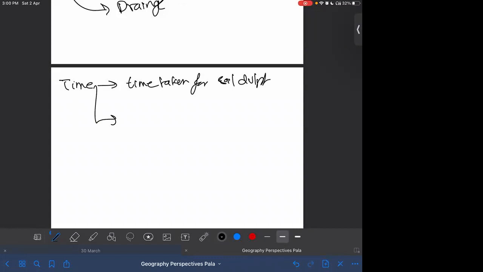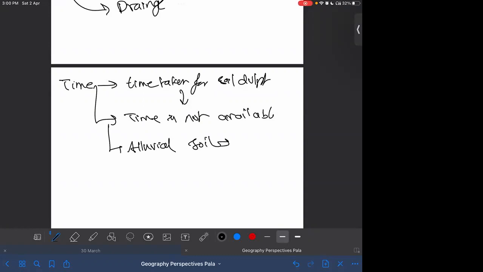But in some soil, time is not available for soil formation. For example, if you look at the alluvial soil, every year new soil is being deposited above the old soil. So there isn't much time for the different layers to develop. Soil formation processes do not get time. So there is no soil profile. Soil profile is not developed.